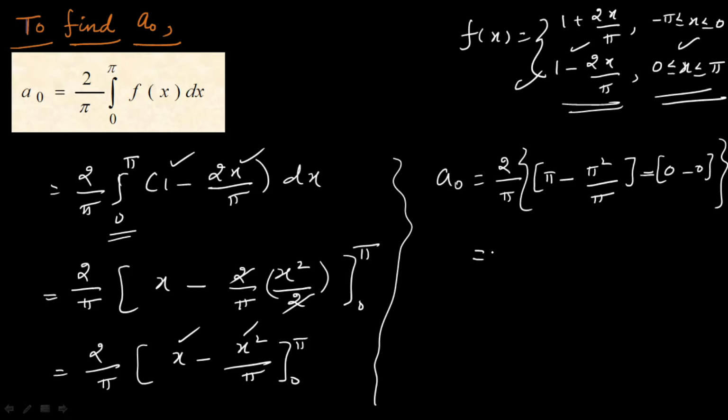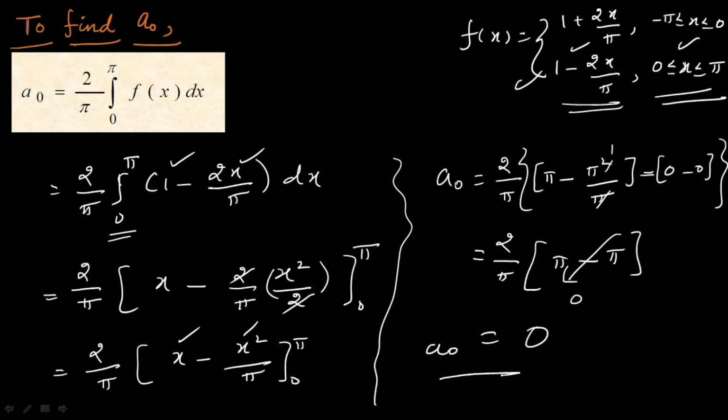So that is equal to 2 by pi, pi minus pi square divided by pi, so one pi cancels, giving pi minus pi. Pi minus pi is nothing but 0. 0 into anything is 0. So the value of a naught that we calculated here is 0.